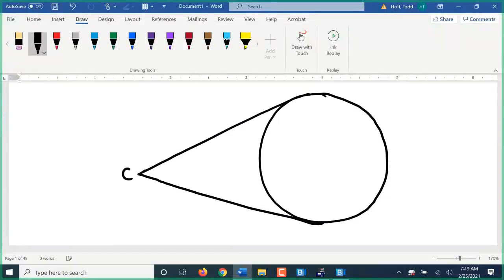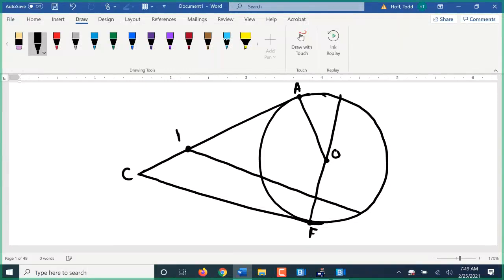We'll call this point C. Point A, we'll call this one point F down here. Those are tangent lines, by the way. Make that a diameter. We'll call the center here O. Let's do D. We're going to make those perpendicular. Call this point E and point J.